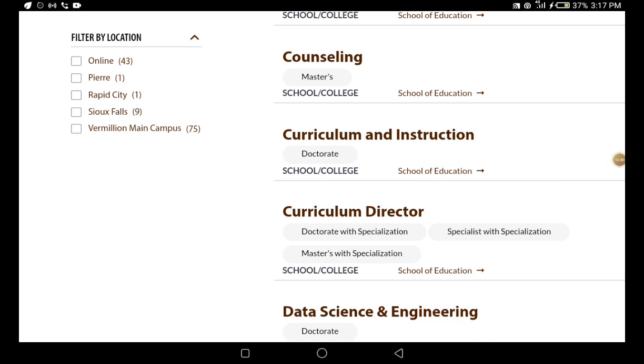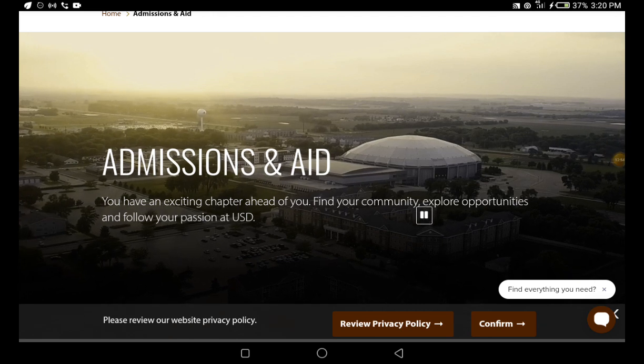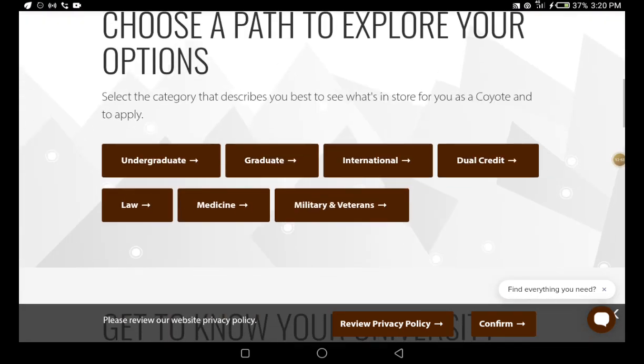Now we've seen the graduate assistantship information, we've seen the graduate programs. Now let's look at the application process for this particular university. Okay, so when we get to the section where we have the admission page, let's scroll down a little bit and go and start the application process.